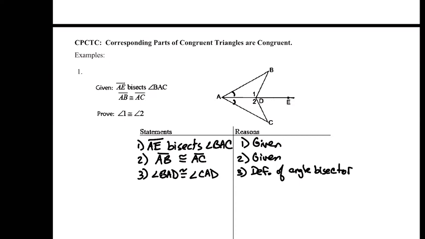Reasonable abbreviations are okay, as long as it's pretty obvious what you're abbreviating. Right, so if you write def, I don't think you mean, oh, probably shouldn't use that word, deferential. You know, I'm pretty sure you mean definition, so, you know, it's okay. Yeah, so definition of angle bisector covers that. AB and AC are explicitly stated to be congruent to one another.